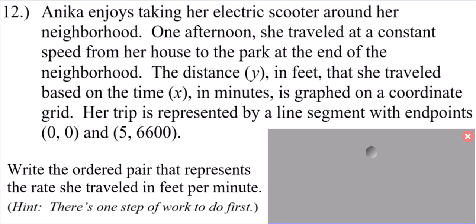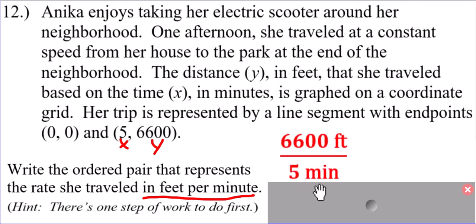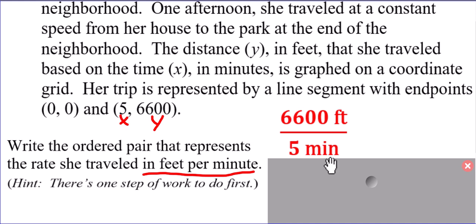All right, I'm assuming you already hit pause and you already tried the problems 12, 13, 14, 15, and 16. If not, you better hit pause now. Here we go. We have distance in feet for the Y, and we have X is the minutes. They are giving us an ordered pair, so it's good to know this is X, this is Y. I need to find the ordered pair that represents the rate she traveled in feet per minute. Oh, this is just a unit rate problem. You only have to set up your fraction and divide.